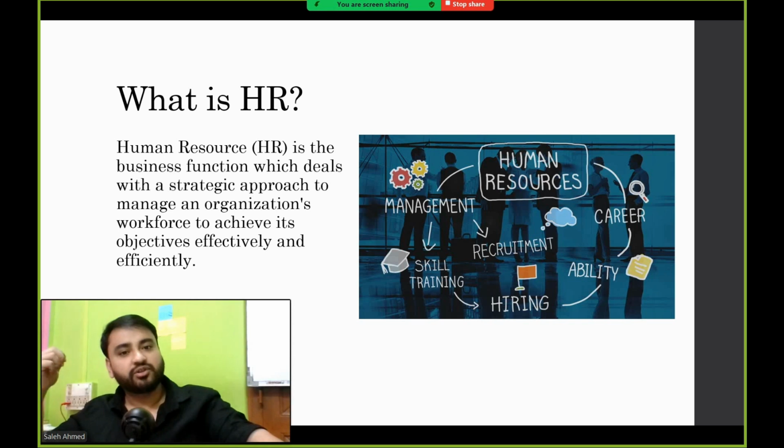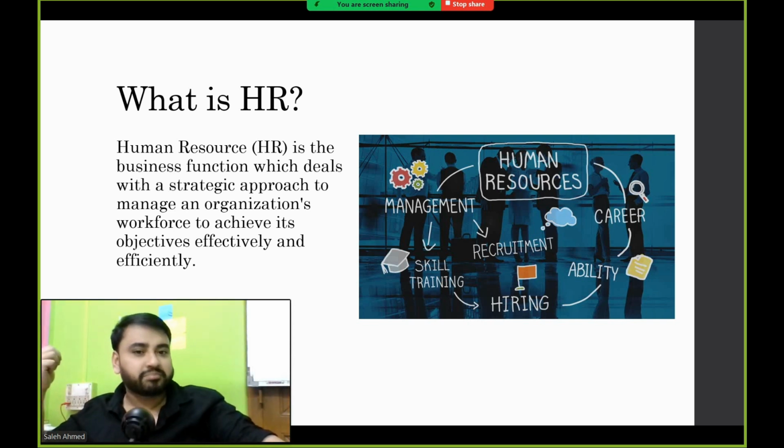So before we deep dive into the world of HR, let me first tell you what is the bookish definition of human resources, right? So human resources or HR is the business function which deals with a strategic approach to manage an organization's workforce to achieve its objectives effectively and efficiently, right?